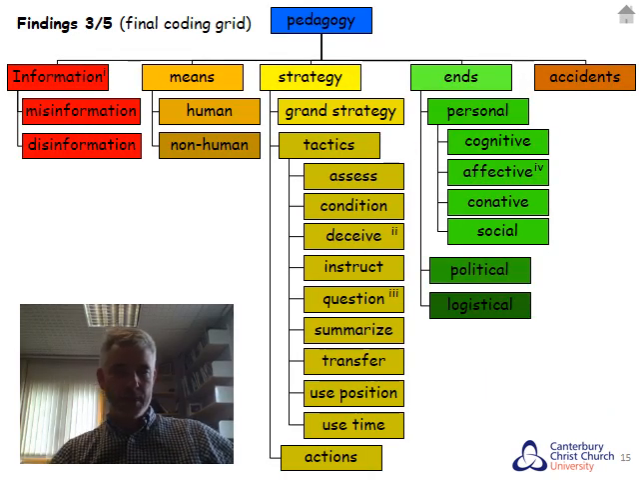Here's the final coding grid. I'll give you a moment to have a look at that. The main thing this study is adding to the pedagogy analysis framework are the types of tactics.